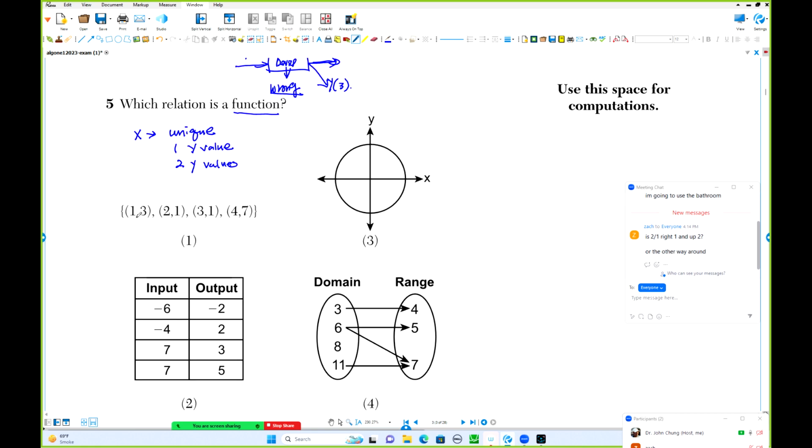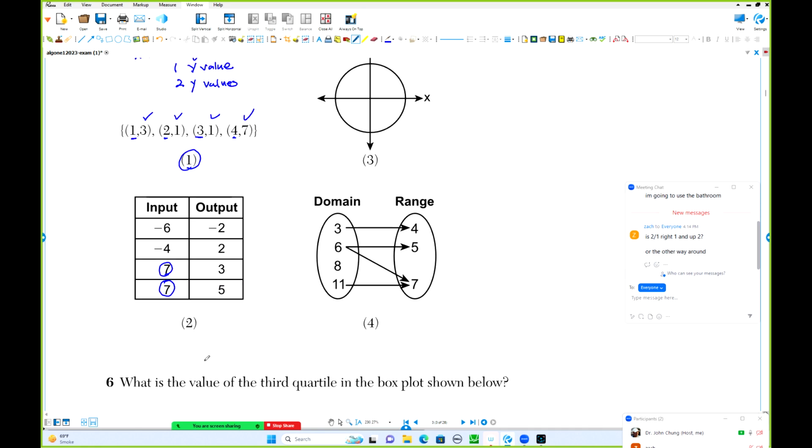So check it out: 1, 2, 3, 4. They're all different. Y can be any number. It doesn't matter. This is a function, isn't it? Check it out over here. Input is 2. Check why some input has 2 values there.